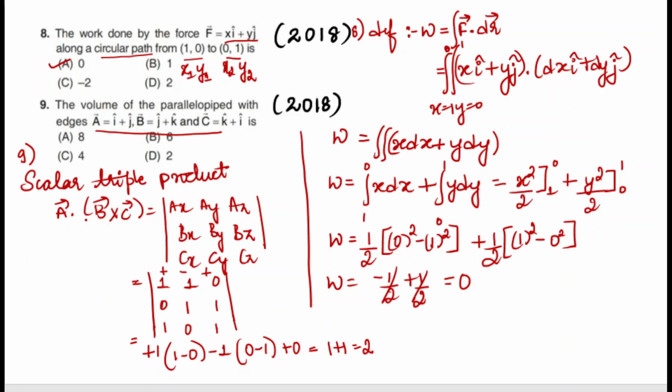The scalar triple product of a vector dot b vector cross c vector gives you the volume of the parallelepiped with the concurrent edges a vector equal to i cap plus j cap, b vector equal to j cap plus k cap, and c vector equal to k cap plus i cap. The value is 2. Let me tick the D option.